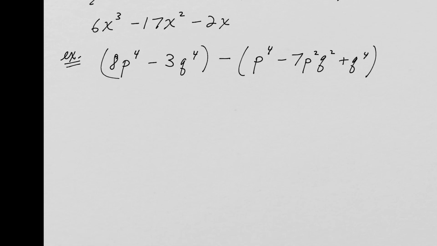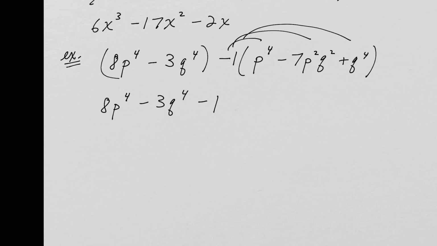Okay, so again, the first polynomial is fine, right? I can remove those parentheses. I can just write this out. 8p to the fourth minus 3q to the fourth. For the second one, I need to distribute in this negative 1. Right? Because I can think of it as plus negative 1 times that second polynomial. But again, what does that do? It just changes the signs. So this is going to become a negative p to the fourth. Right? Negative 1 times positive p to the fourth is negative p to the fourth. Then negative 1 times negative 7p squared q squared is positive 7p squared q squared. So again, it just changes sign. And then negative 1 times q to the fourth is negative q to the fourth.